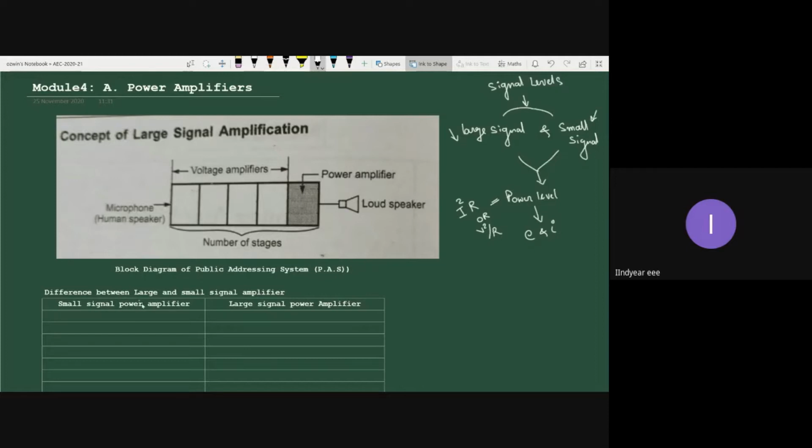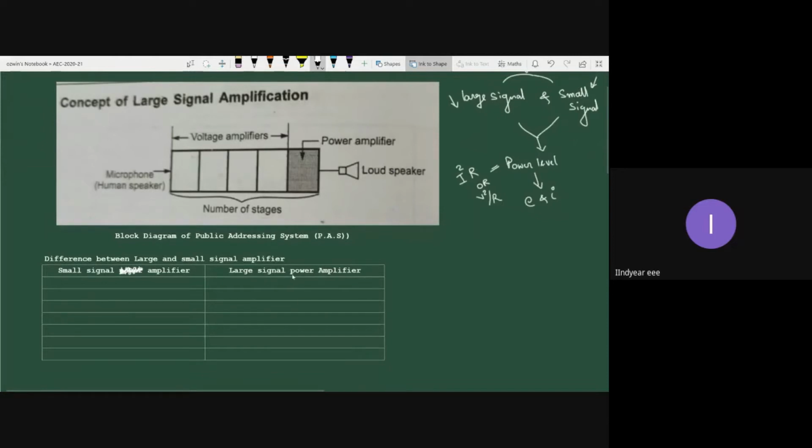Okay, this is a small signal amplifier. I cannot say this is a power amplifier. This is a small signal amplifier, and a large signal amplifier can be called a power amplifier. So this term power is normally associated with a large signal amplifier. Now, small signal amplifiers we have already studied in module 2. The differences I will list out after some time.